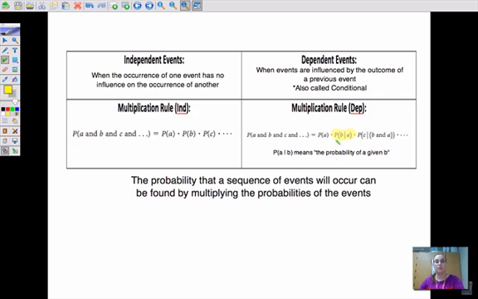We have to think about the probability of A given that B has already happened. Okay, so we have to think about what this probability is going to be. It might be a little bit different than what we've done in the past.